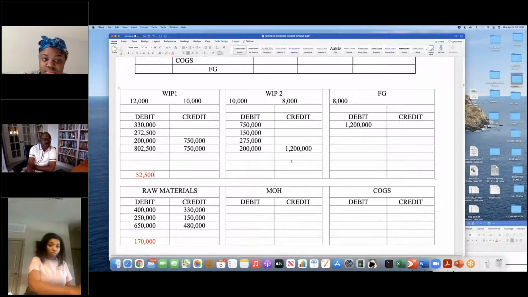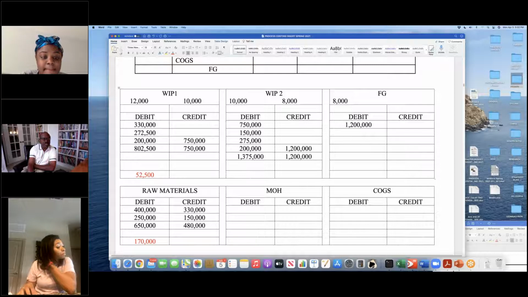Then we get to work in process 2. What's the total debits? 695,000? Oh, Jesus, that's wrong. How much? I'm typing. 275. 1,375,000. You're right. 1 million. And then the total is going to be 175,000. So how much is left in here? 175.